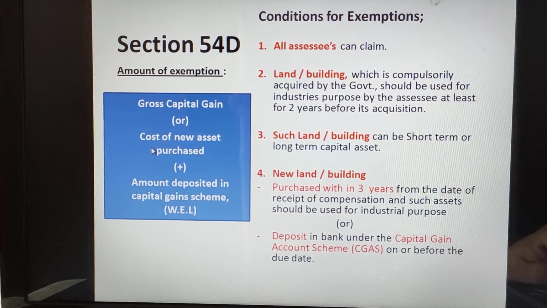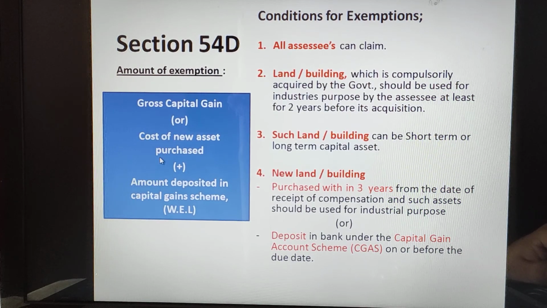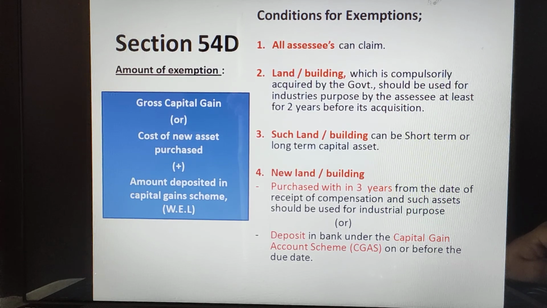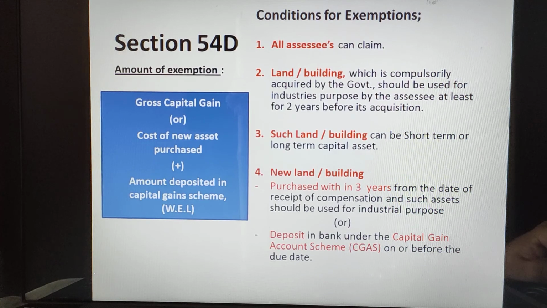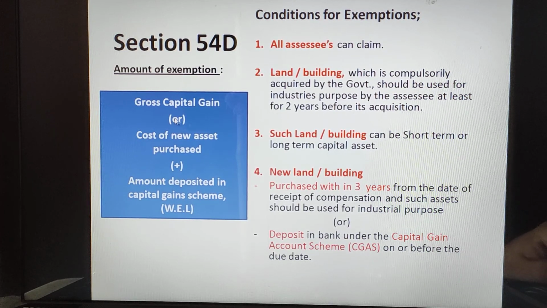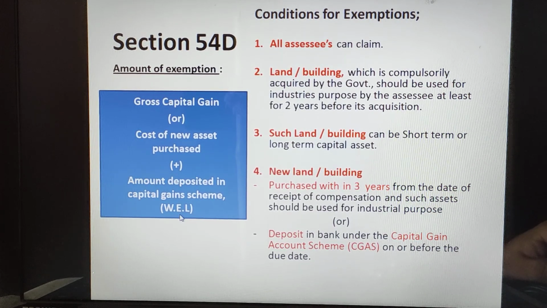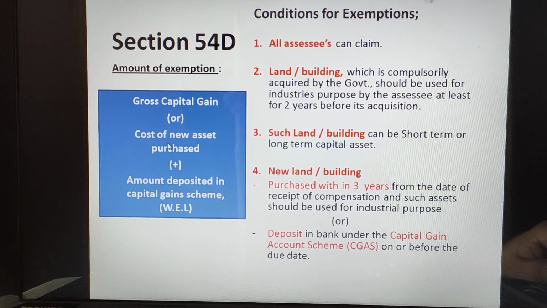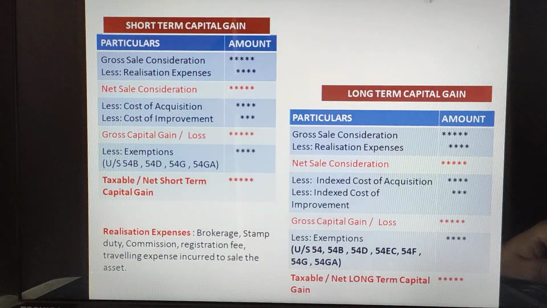Same thing here also. Fourth point, you add the cost of new asset purchased for industrial purpose. Along with that, if you have deposited any amount in bank under the capital gain account scheme, you add both. Take that total and compare it with gross capital gain; whichever is lower will be considered for exemption. Hope this is also clear. Now let us go to the format and learn.